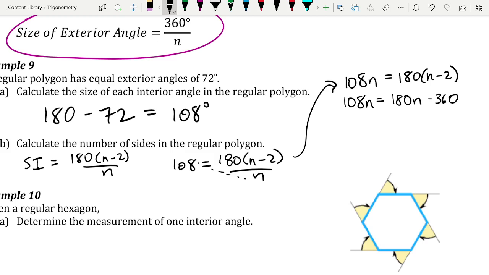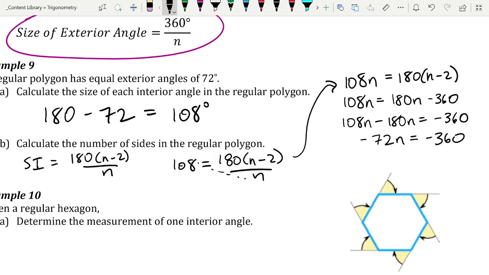All right, now I need to collect my n's together. This is basically like grade 8, grade 9 algebra. I'm going to minus 180n from both sides. If you take 108n and you minus 180n, here, I'll write it down. Oops. Don't forget that there's a negative on that 360. Now what happens? What's 108 minus 180? Well, it's going to be a negative. I think it's going to be negative 72, right?